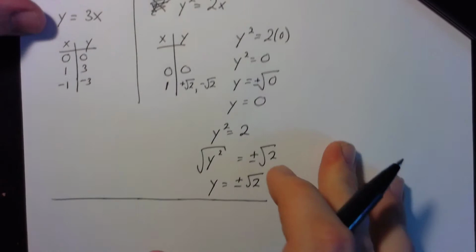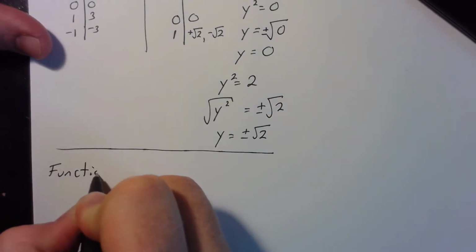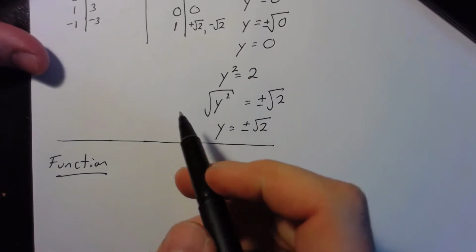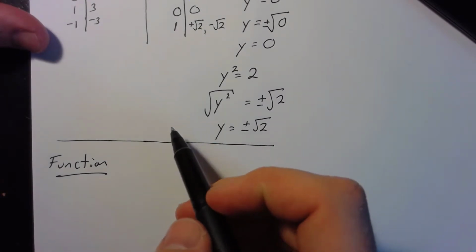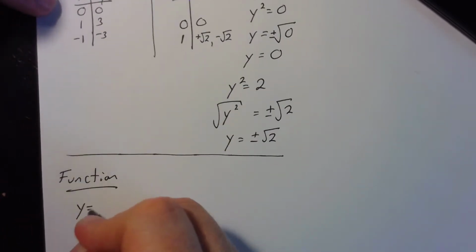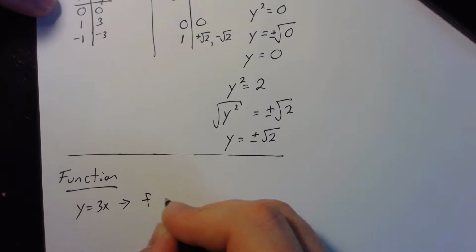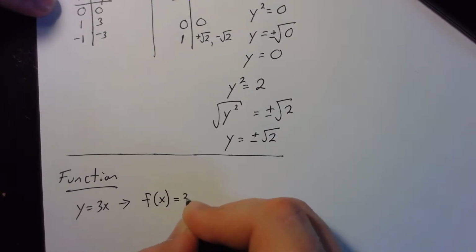Now, the next thing we're going to talk about is a function. A function very specifically says, for every x value, there is only one y value. So y equals 3x is actually going to be a function. This can be rewritten as f of x equals 3x.